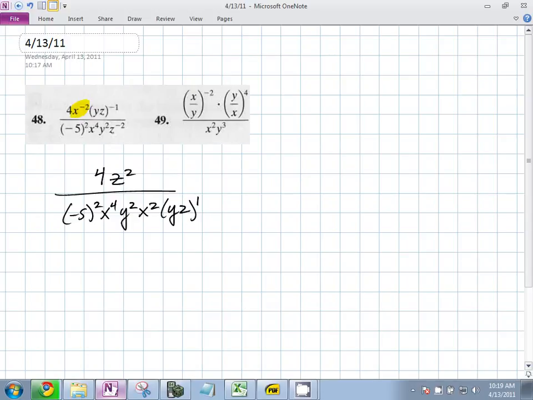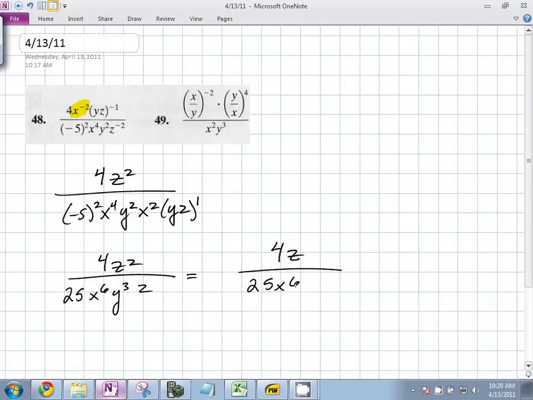And now what are we going to want to do to simplify this? What would be a small step to take? Yeah, combine the terms that can be combined. So you end up with, let's say, 25 x to the y to the 3rd z. And what's the last thing you need to do? Cancel z. So you end up with 25 x to the 6th y cubed. Is that correct? Yeah. Good.